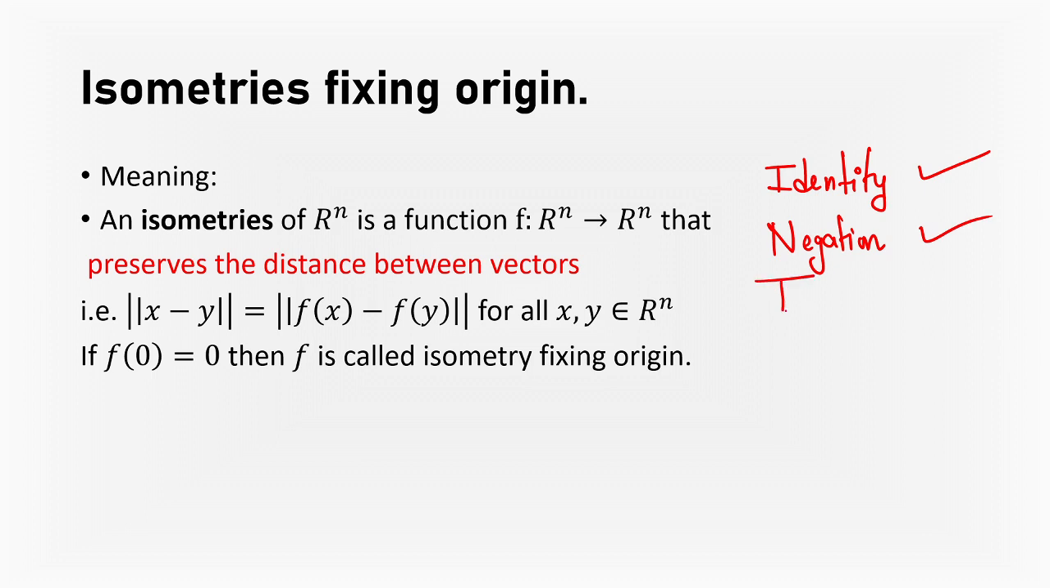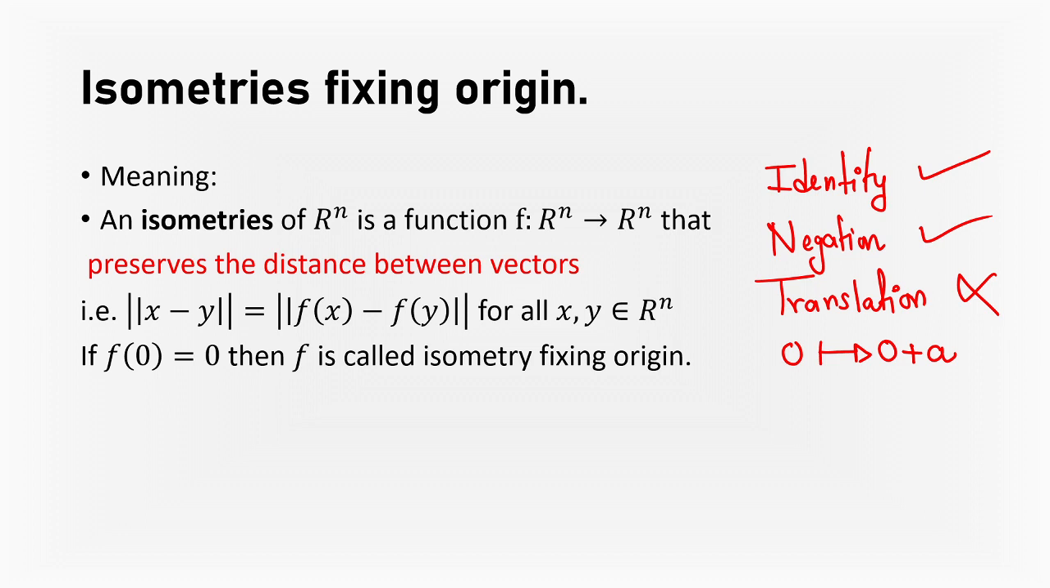But when we say translation, this translation is not an isometry fixing origin, because my 0 will get mapped to 0 plus a, where we take a to be some non-zero vector, because taking a as 0 makes it the identity. So we think of a as a non-zero vector. In that case, translation is not an isometry fixing origin.